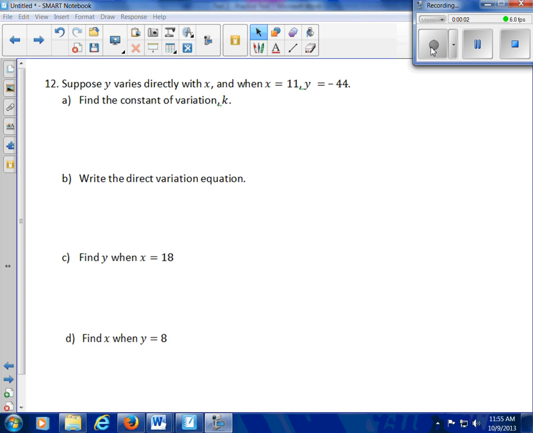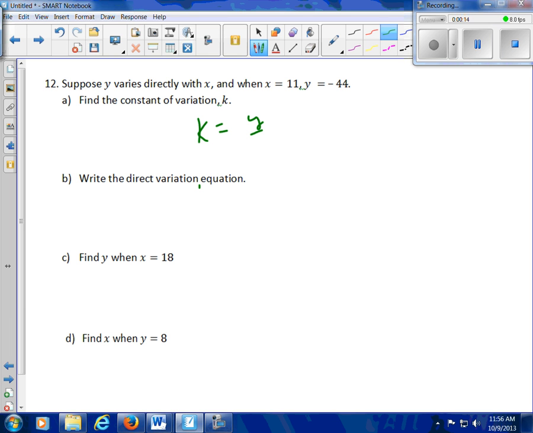For problem number 12, we have direct variation, and we know that for any direct variation, if we want to find the constant of variation, which is our letter k, we know that k equals y over x. So in this case, our y equals negative 44, our x equals 11, so that's going to be a k of negative 4. And to write the direct variation equation, we are going to put it in y equals kx form.